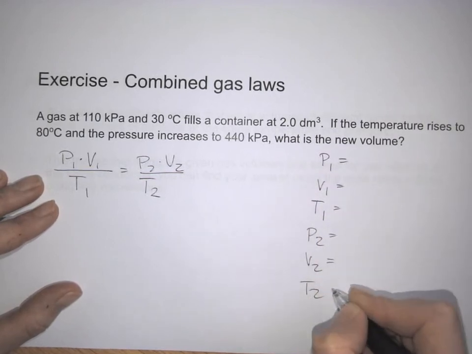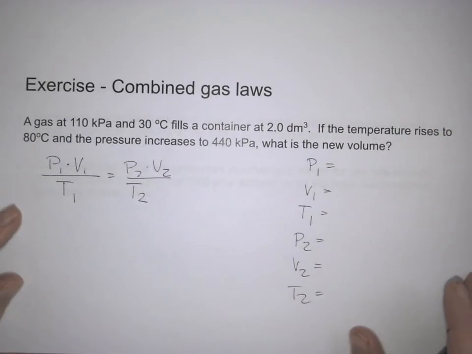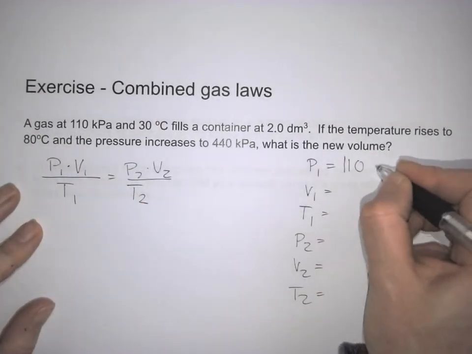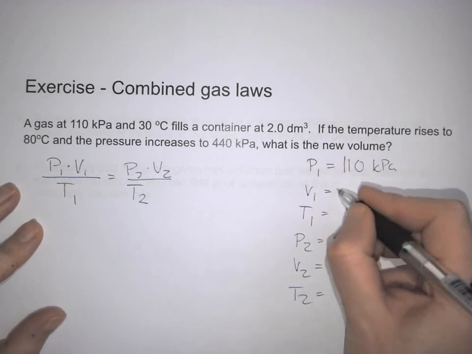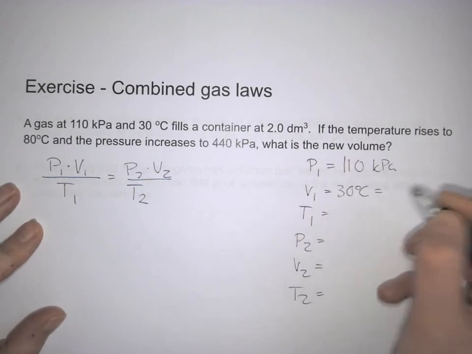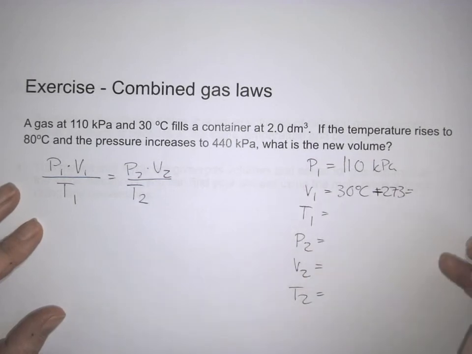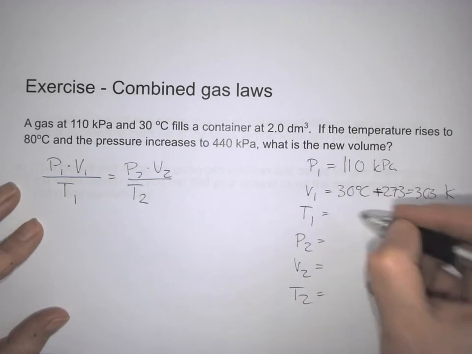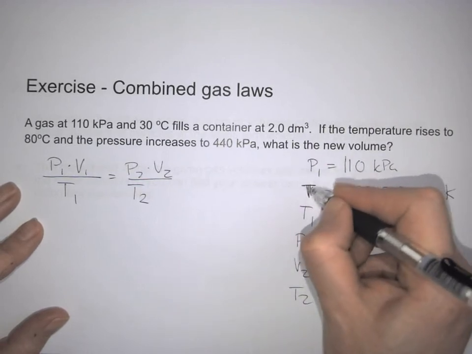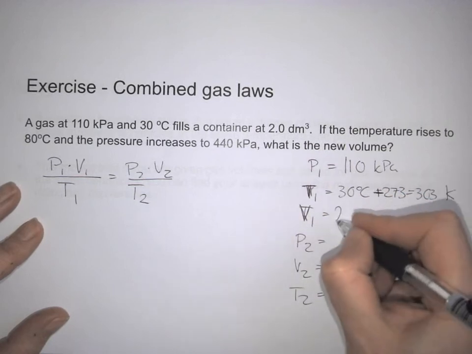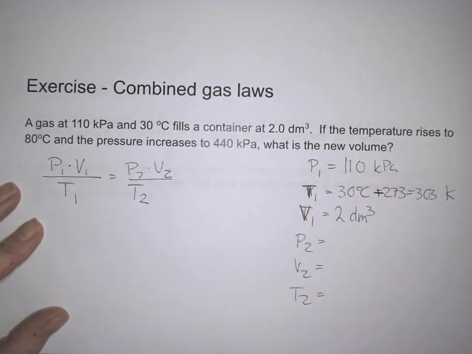We have some information in the question here. We can just state that. We have 110 kilopascal from the beginning. We have 30 degrees Celsius, so we need to add 273. That will give us 303 Kelvin degrees. Oh, I'm sorry, this was the T1. And V1 was 2 cubic decimeter, like this.